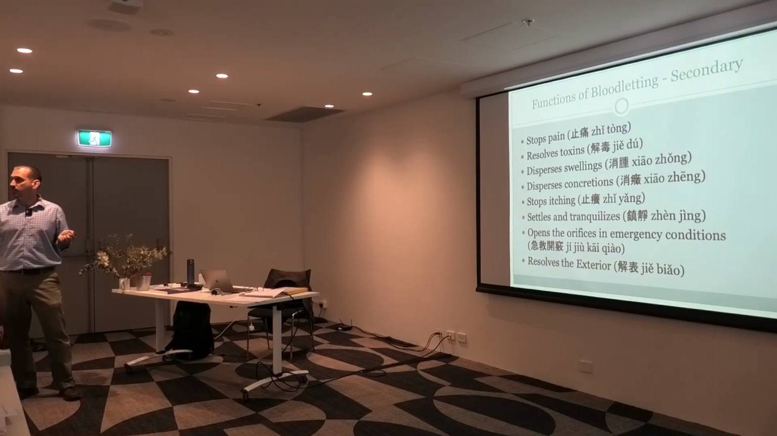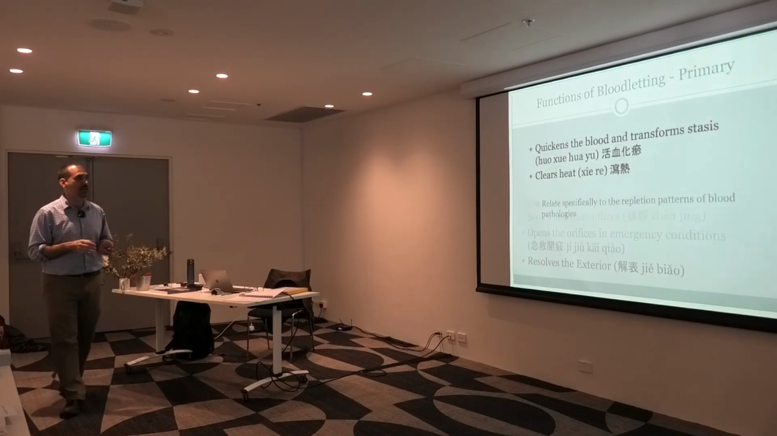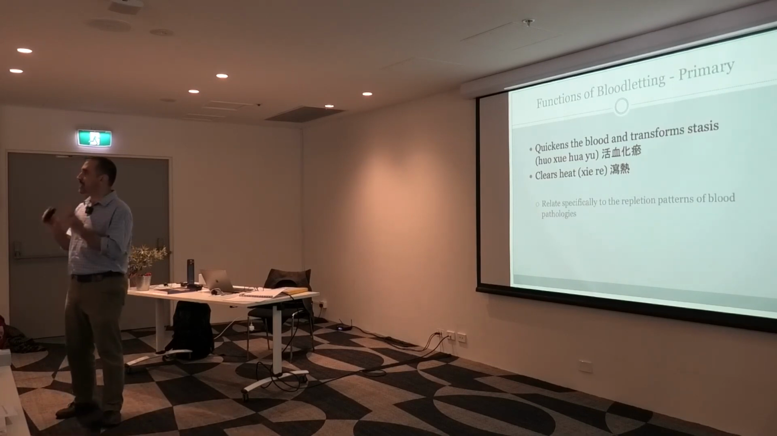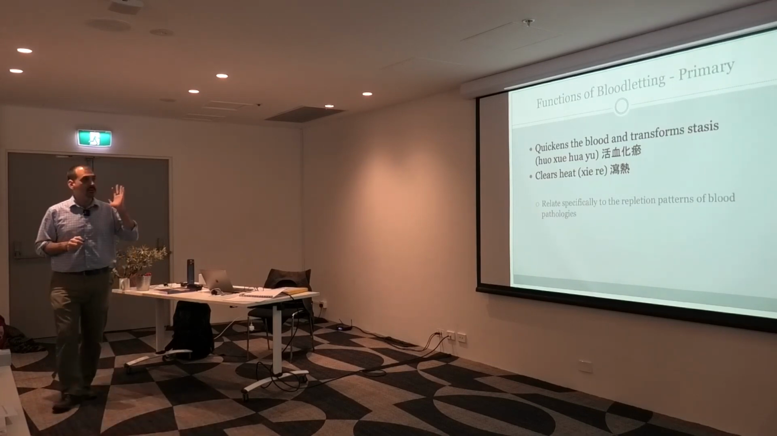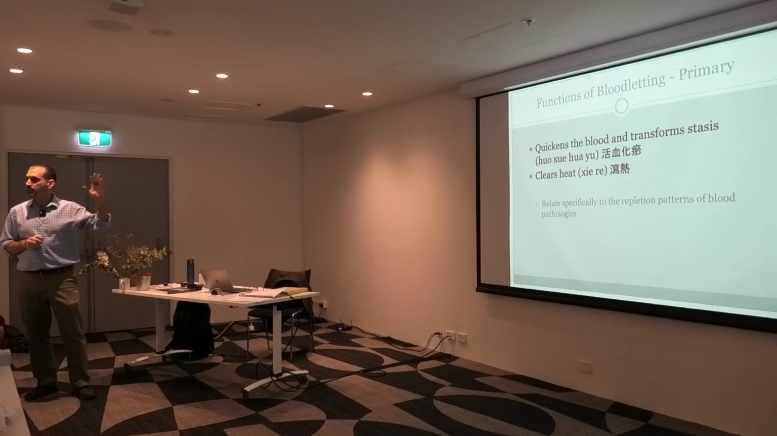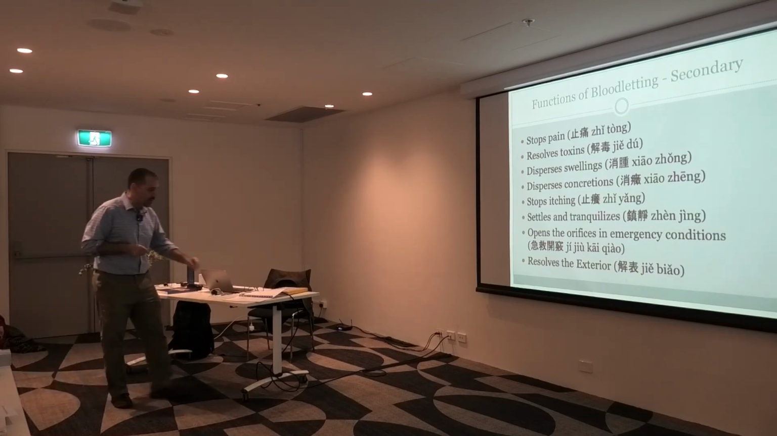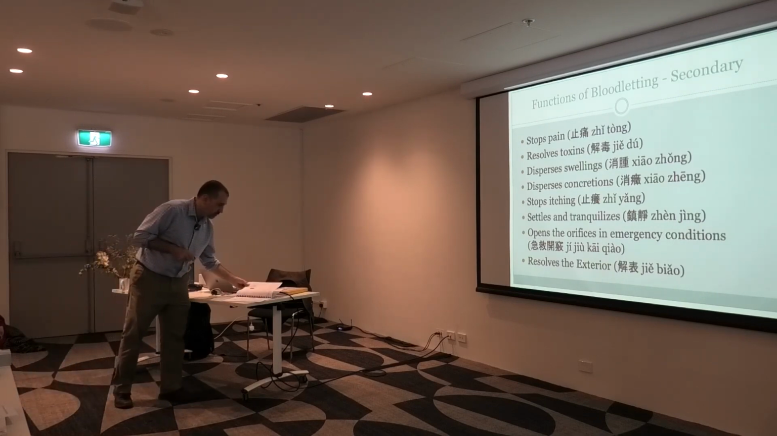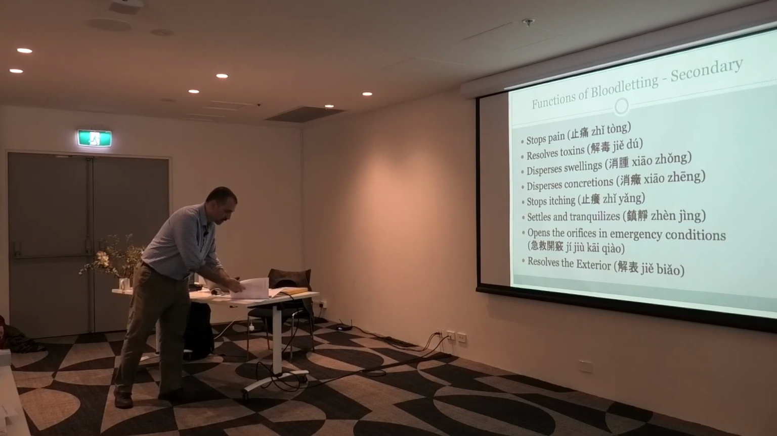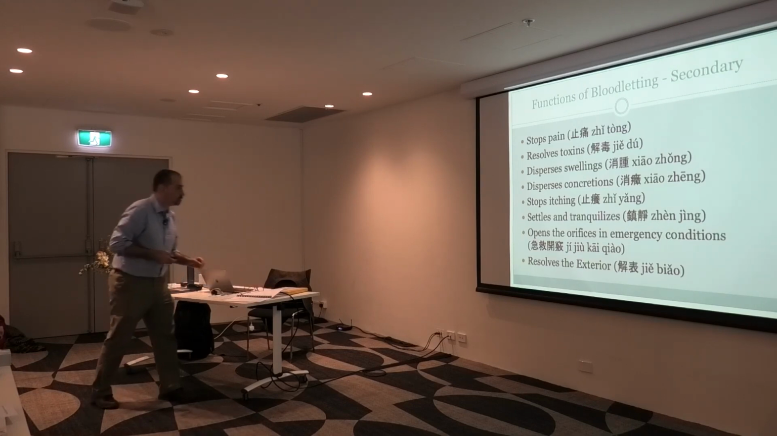So essentially, I'm going to encourage you to consider that bloodletting does a couple of main things, right? Stasis, heat, we can affect blood, vessels, heart, and then the other things that we see in books in terms of functions of bloodletting, these are derivative from the main things that bloodletting does. Okay?